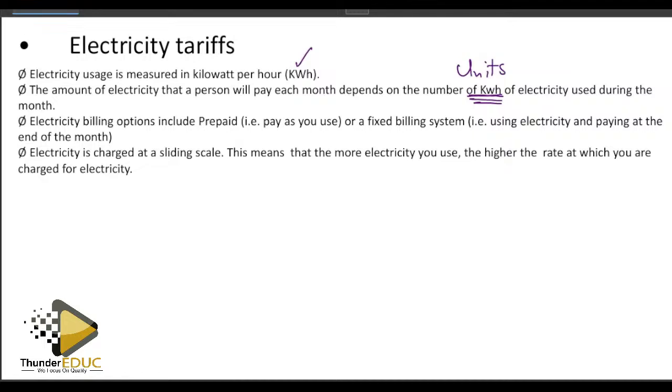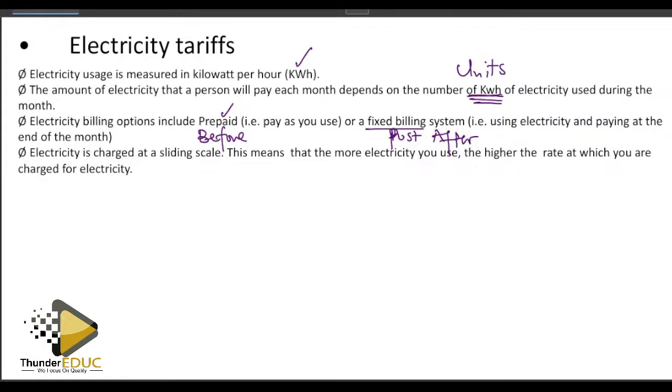You understand? Then the billing options include prepaid, whereby you pay before you use the electricity. This is paid before usage. Whereas the one for paying after, we would call the fixed or the postpaid. This one, you pay after.